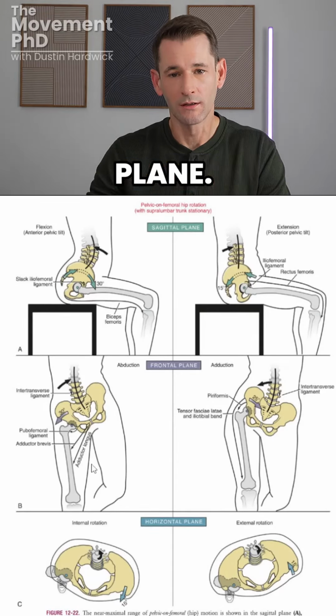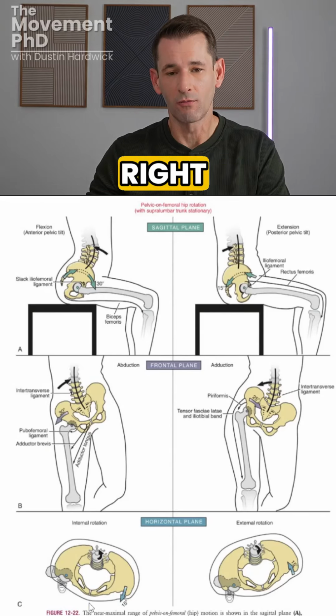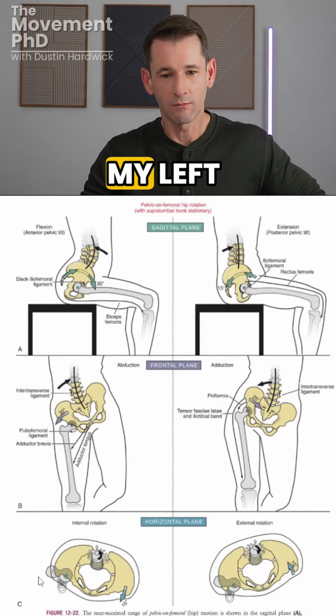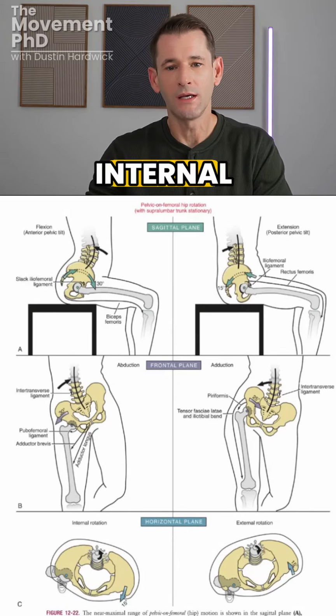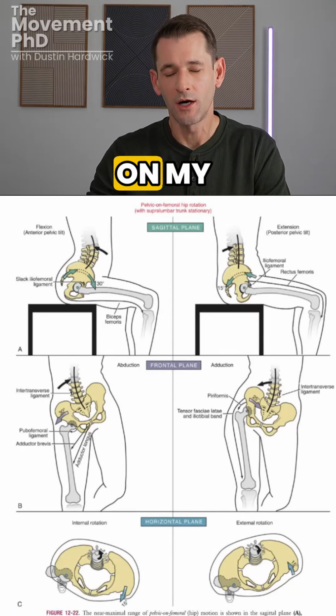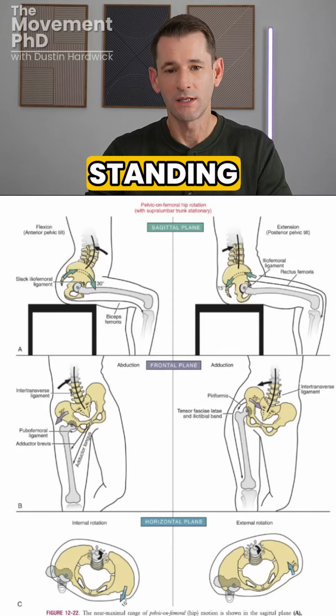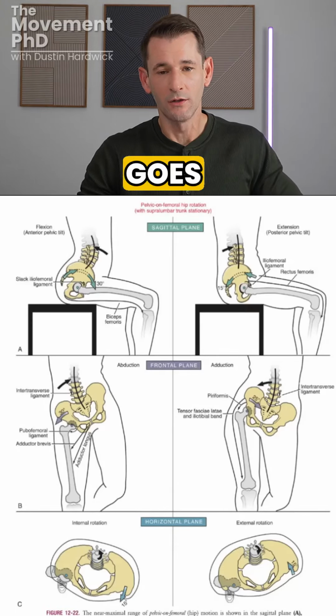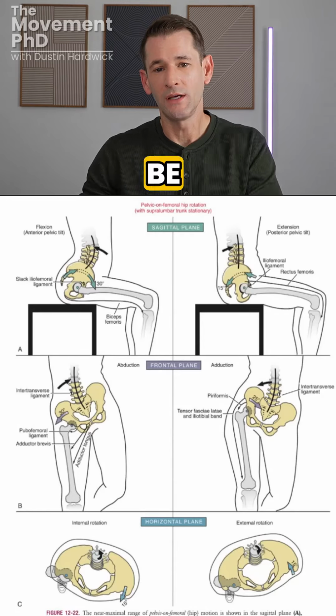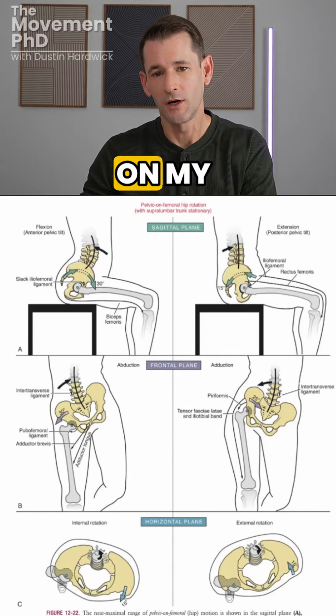Horizontal plane. Again, if I'm standing on my right leg and I rotate my left side of my pelvis forward, that's going to be internal rotation on my right leg. If I'm standing on my right leg and my pelvis on the left side goes posterior, that's going to be external rotation on my right leg.